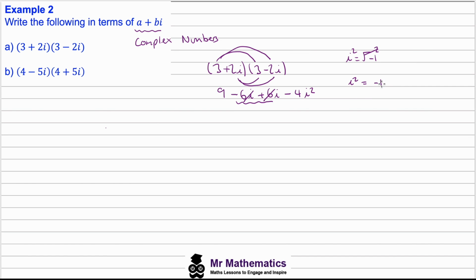So then we can substitute this back into here. We have 9. These have cancelled. Minus 4 lots of negative 1. So this becomes 9 minus the negative 4, 9 plus 4, which will simplify to make 13. Okay?